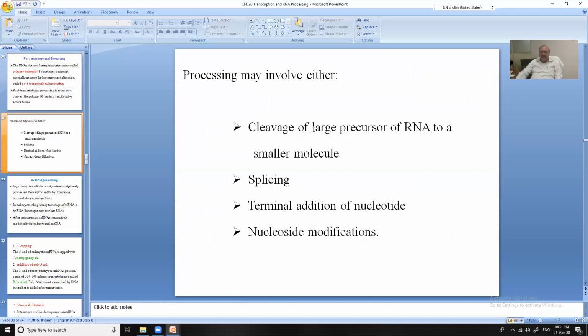There are many ways of processing, like cleavage of a large precursor of RNA to small molecules, splicing, terminal addition of nucleotides, and nucleoside modifications. These are all the types of processing.